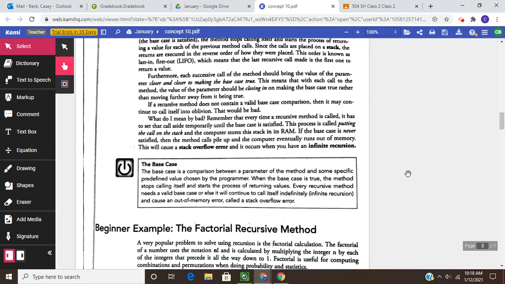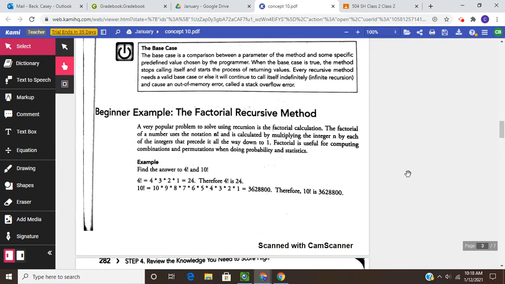Beginning example: the factorial recursion method. A very popular problem to solve using recursion is the factorial calculation. The factorial of a number uses the notation n exclamation point, and it's calculated by multiplying the integer n by each of the integers that precede it all the way down to 1. Factorials are useful for computing combinations and permutations when doing probability and statistics.